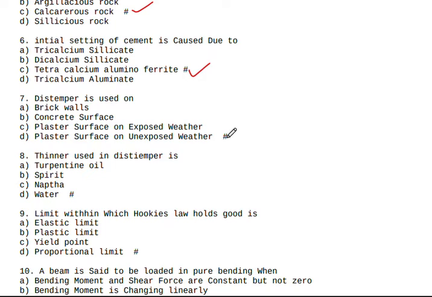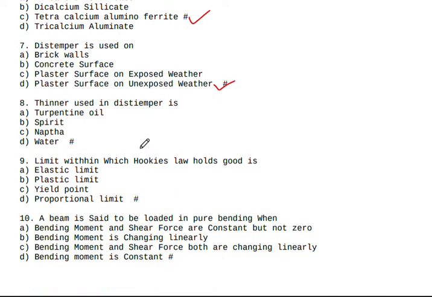Distemper is used on plaster surface on unexposed weather. Thinner used in distemper is water. Limit within which Hooke's law holds good is proportional limit.